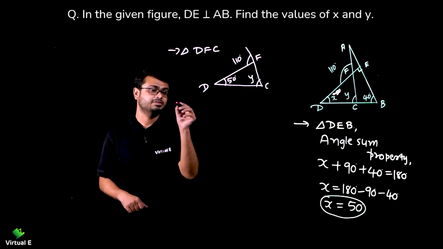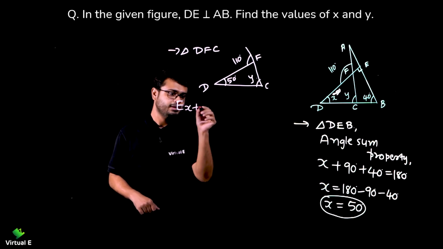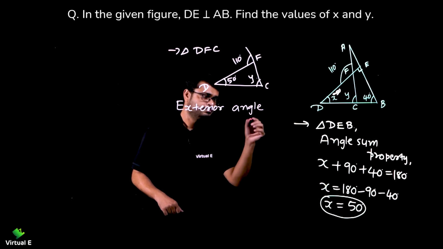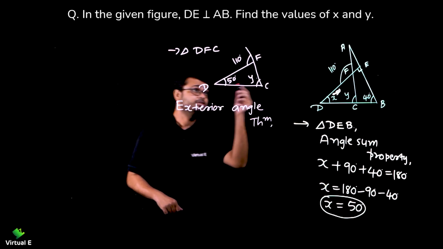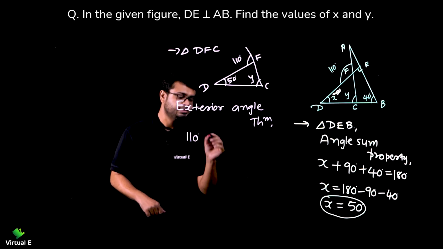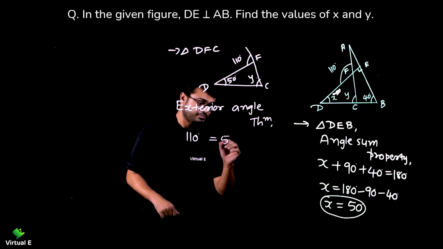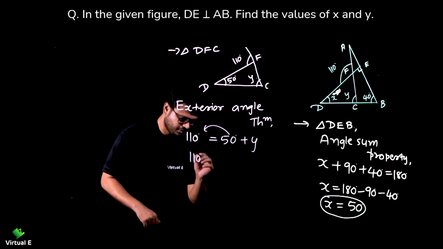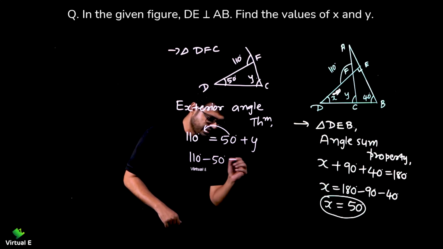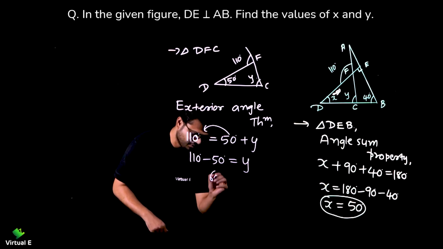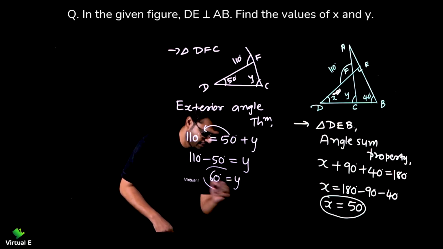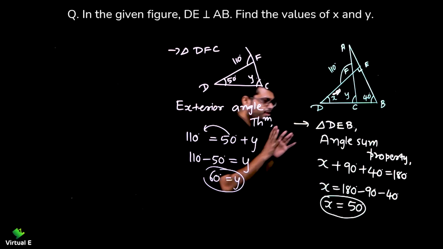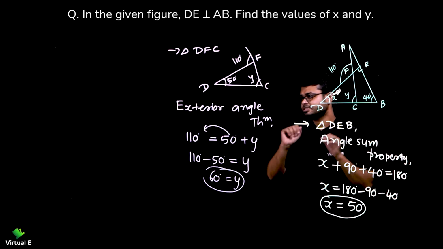We can write it. So let's write exterior angle theorem, right? So we can write 110 degree is equal to 50 degree plus Y. Shift 50 over there. So 110 minus 50 is equal to Y. So 60 degree is equal to Y. So this is the value of Y as well. Simple. We use very few steps over here.